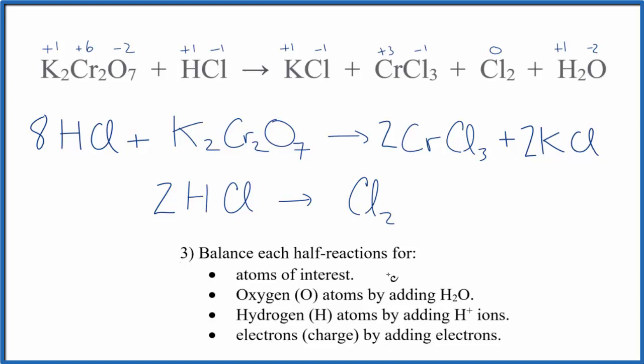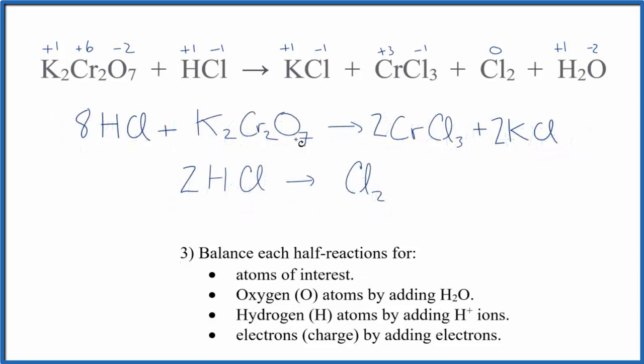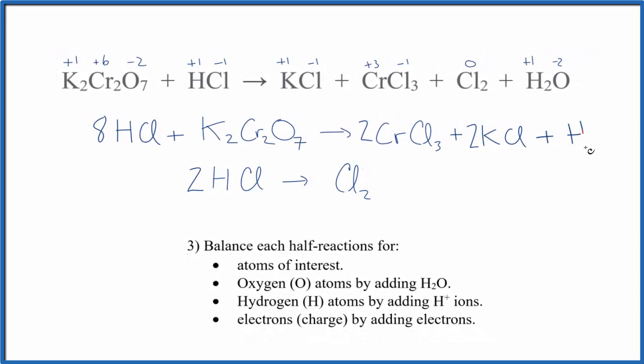Now we can balance the oxygen atoms. Let's shrink this down some. So I have 7 oxygen atoms here, and I'm going to balance the oxygen by adding water. So I can add H2O over here. And I'll need to add 7 water molecules here. 7 times 1, 7 oxygens, 7 oxygens. That's all good. Down here we don't have oxygens, not a problem.